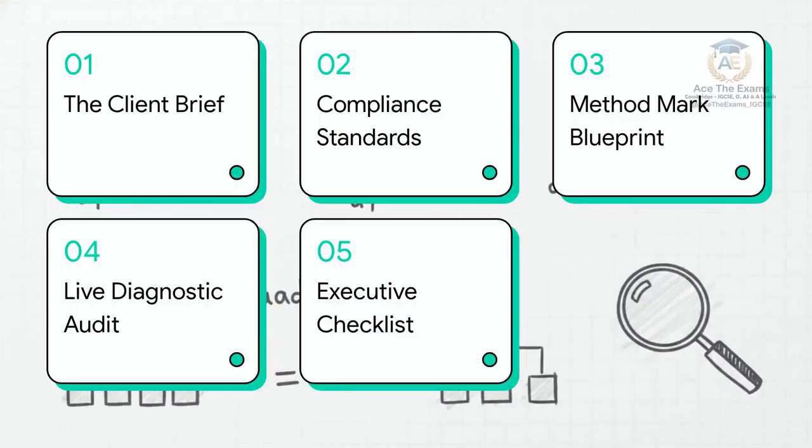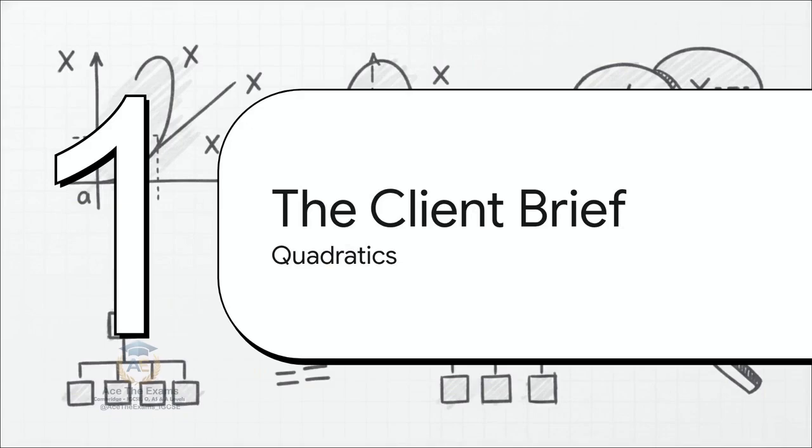Here is our executive agenda for today's session. We'll start by defining the client brief, move into the compliance standards, build out your method mark blueprint, conduct a live diagnostic audit, and finally, close out with the executive checklist. Okay, phase 1. The client brief, covering quadratics and simultaneous equations.